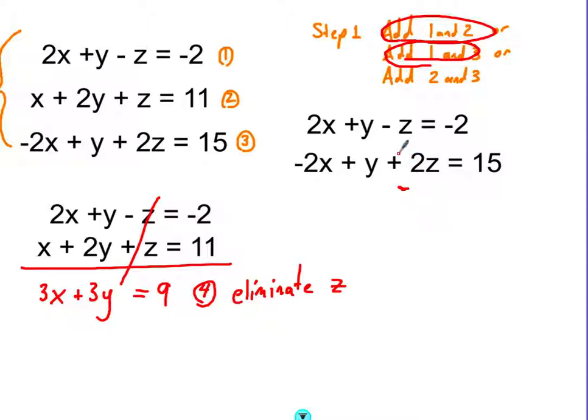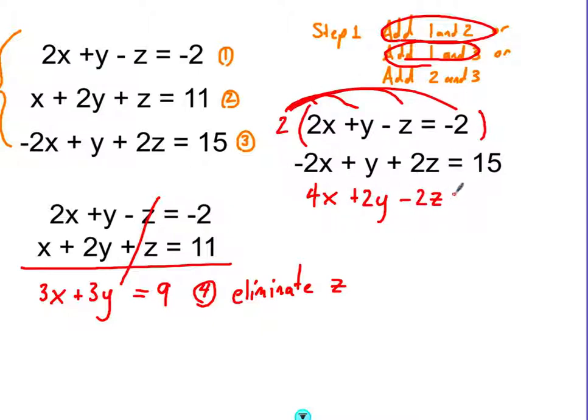Therefore, I need to multiply the first equation by 2, because 2 times negative z gives me negative 2z, which eliminates with the positive 2z. So let me go ahead and distribute the 2. We get 4x plus 2y minus 2z is equal to negative 4.